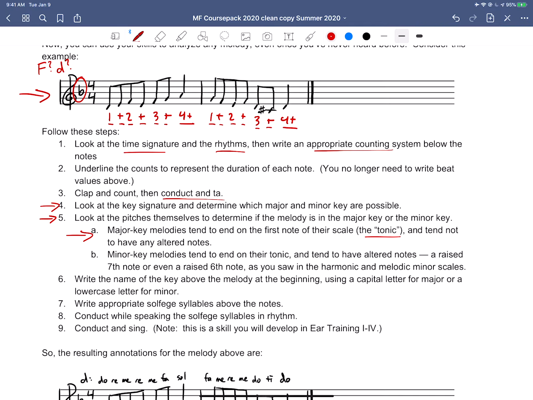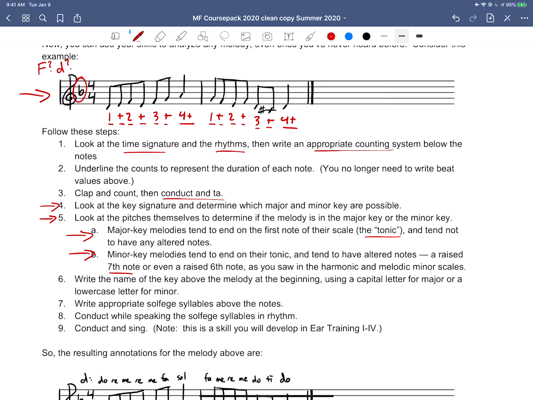That is, altered notes, meaning accidentals, so lots of sharps or flats in the course of the piece. So if this were in F major, we would expect it to end on an F and not have any altered notes. Now, in contrast, minor key melodies tend to end on their tonic, the name of the minor key, and they do tend to have altered notes, particularly a raised seventh.